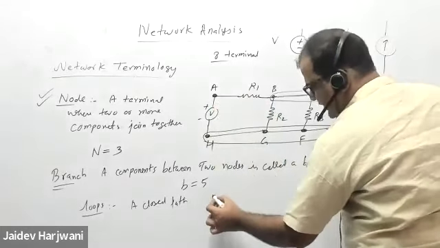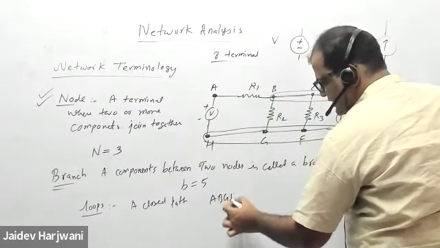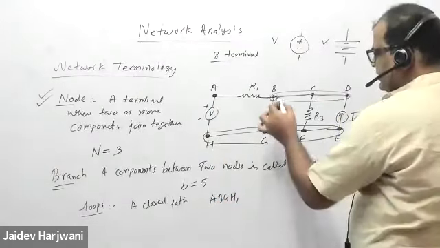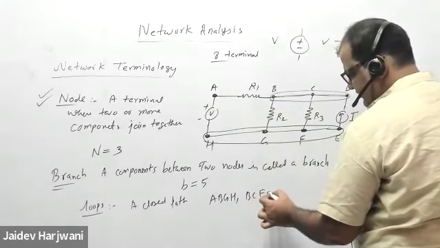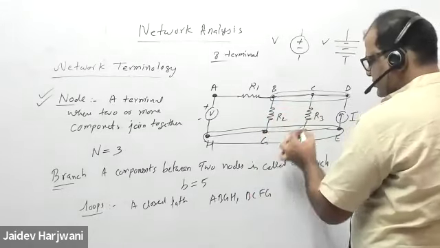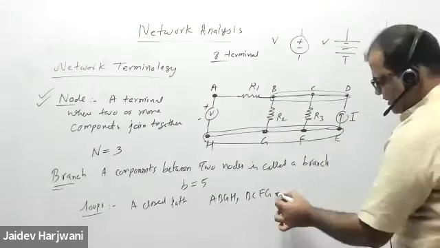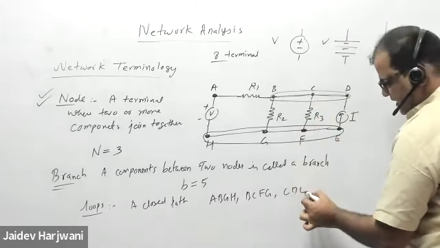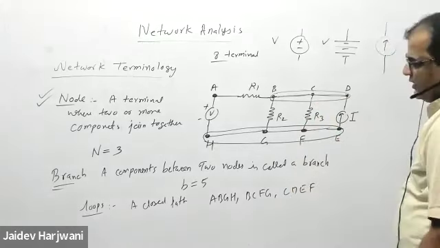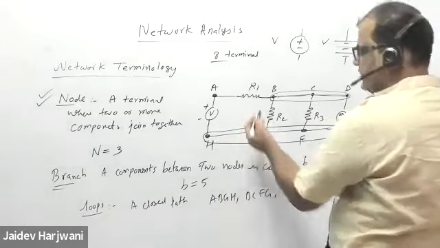This is the closed loop. A, B, G, H is the closed loop. B, C, F, G is a closed loop. Then you have C, D, E, F. C, D, E, F is a closed loop. Okay, all are closed paths. These all are closed paths.